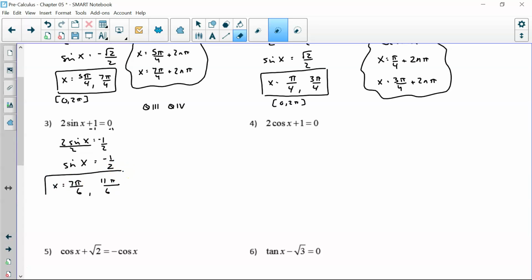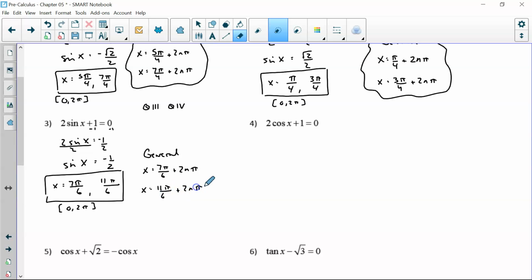Those are our solutions from 0 to 2 pi. That's just in that first unit circle. For the general solutions, all of the solutions that are possible, 7 pi over 6 plus 2n pi, 11 pi over 6 plus 2n pi. Those are our general solutions. Those are giving us all of the solutions that we'd ever have in that form.